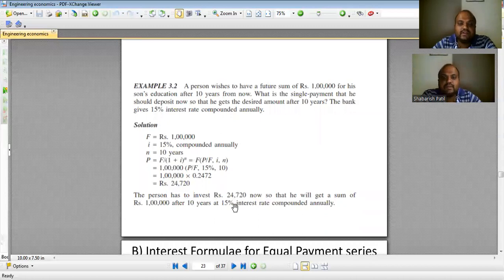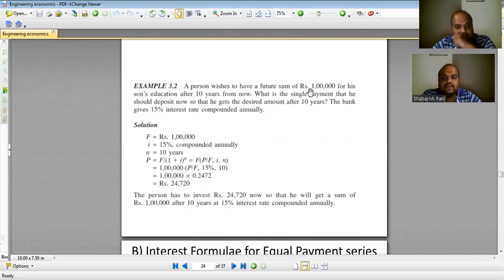Next, we will try to calculate the present worth if we know the future value. Okay, so just go with the next problem. A person wishes to have a future sum of rupees 1 lakh for his son's education after 10 years from now. What is the single payment that he should deposit now so that he gets the desired amount after 10 years? The bank gives 15% interest rate compounded annually.